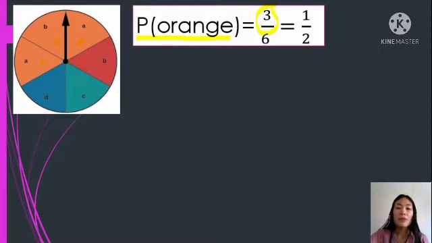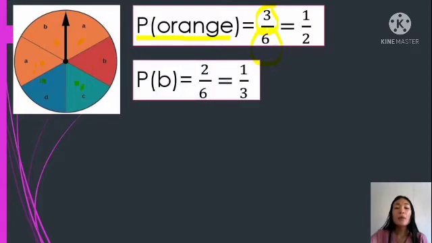So we have 3 over 6. And why 6 on the denominator? Because there are 6 slices or 6 regions of the spinner. So that is why it's over 6. 3 over 6 equals 1/2. So our probability of spinning an orange is 1/2 or 50%.